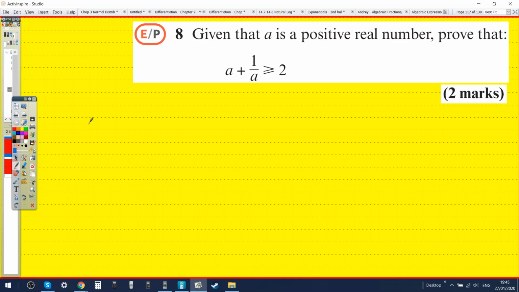1/a is greater or equal to 2 minus a. I would get rid of the fraction. That's the tricky bit. I think I might have already got it. Okay. So I got minus a squared plus 2a minus 1 as like a quadratic in like an inequality.